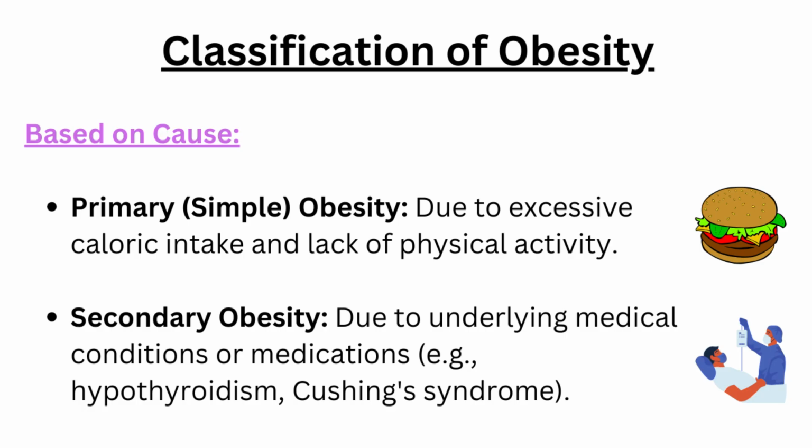Lastly, we have the classification of obesity based on cause. Primary, simple obesity results from excessive caloric intake and insufficient physical activity, while secondary obesity is due to underlying medical conditions or medications, such as hypothyroidism or Cushing's syndrome.